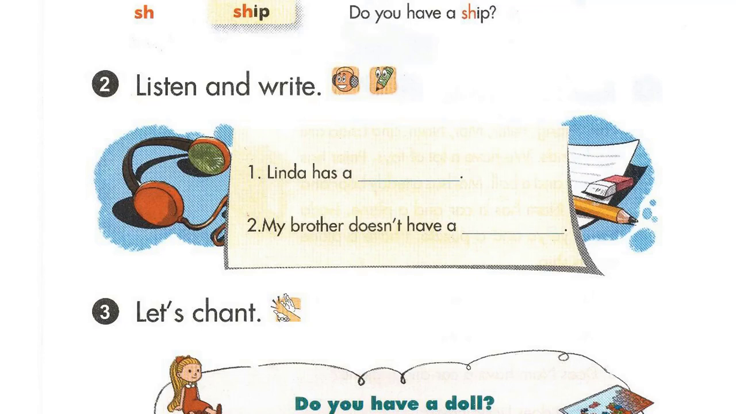Page 34. Lesson 3. Activity 2. Listen and write. 1. Linda has a ship. 2. My brother doesn't have a plane.